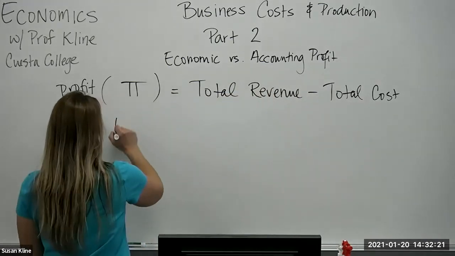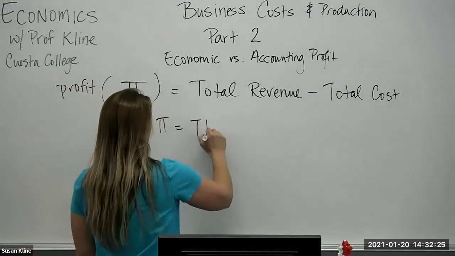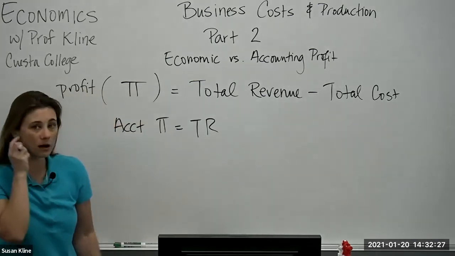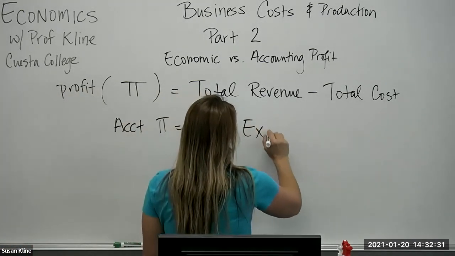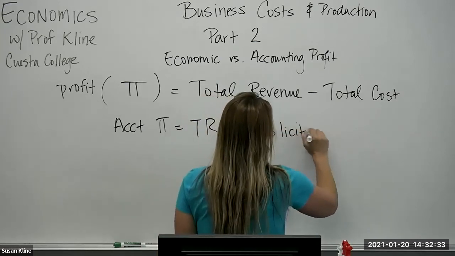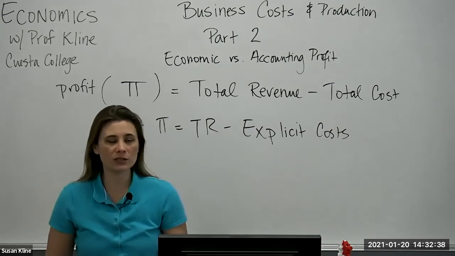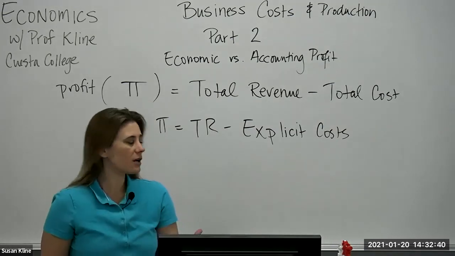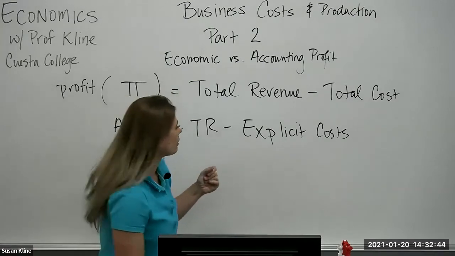So accounting profit is going to be total revenue, which I'm going to abbreviate TR, right? And we're going to only subtract explicit costs. Now, explicit costs are not those that curse at you. Explicit costs are those that you actually have receipts for, right? That's a great way to think about it.